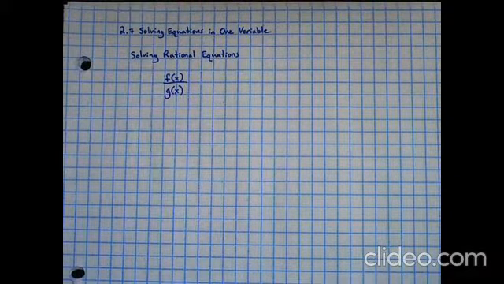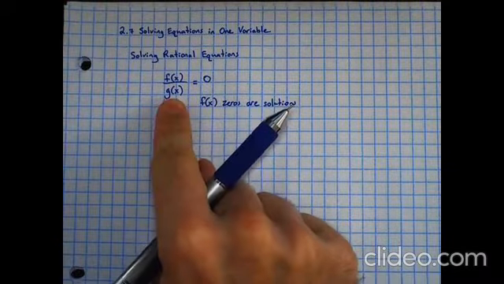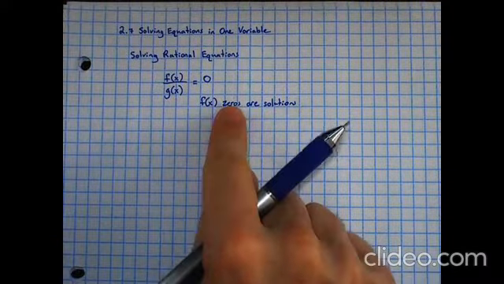So the zeros of this equation are just going to be the zeros of f of x. Keep in mind we don't want g of x to equal 0, whatever these zeros turn out to be. Plug it into g of x. If it equals 0, that is not a solution.